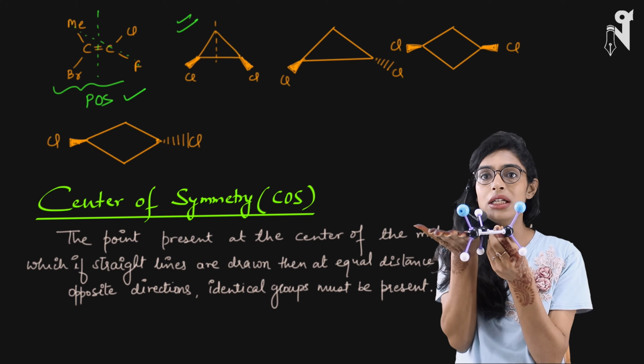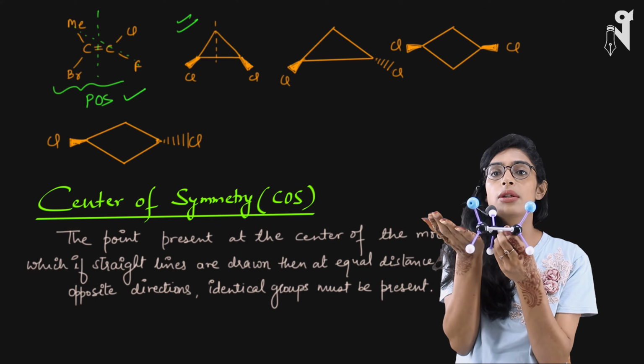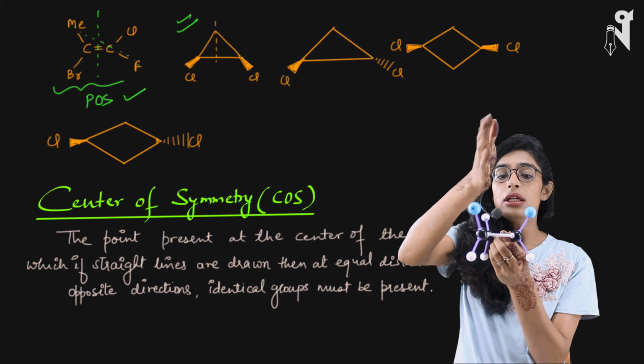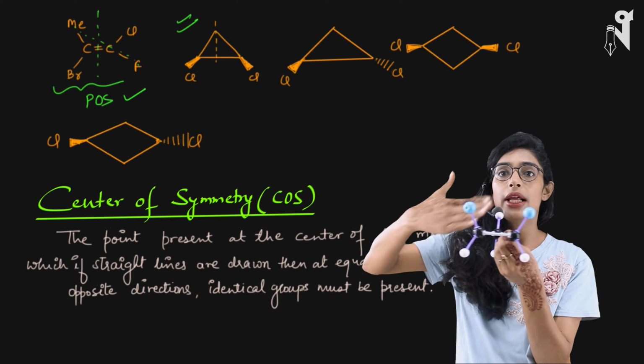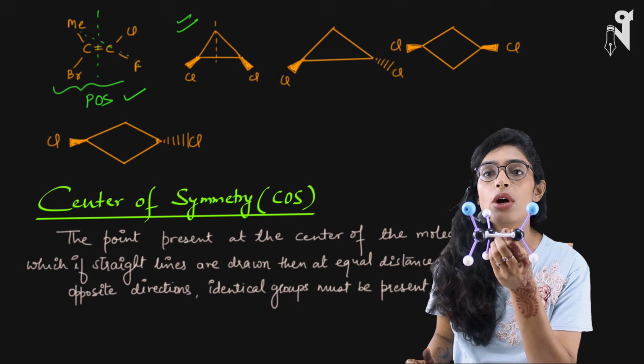Can I do the slice cut? No, slice cut will not give me any plane of symmetry, or the molecule will not get divided into equal halves. Can I do the diagonal cut? Any diagonal cut will help? No, diagonal cut will not help. So only vertical cut will give you the plane of symmetry.